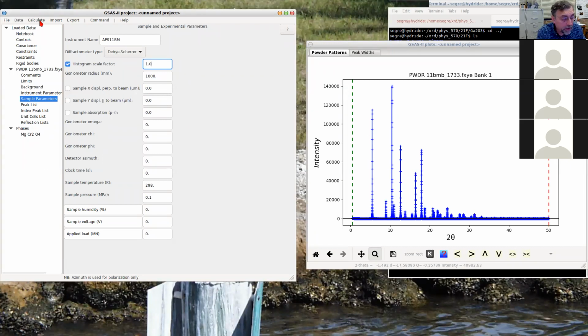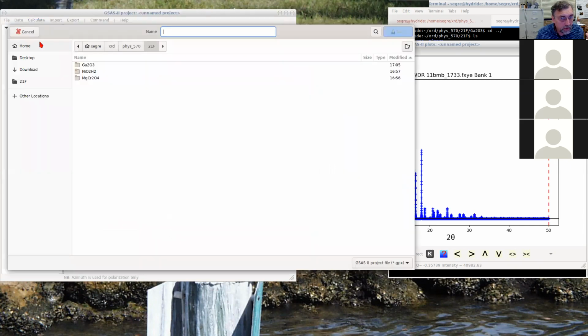Whenever you do a refinement, you always have to release parameters one at a time and be a little bit careful about it. So up here in the calculate menu, you can refine. Remember, we're refining now the background, 6 parameters, and the histogram scale factor, and nothing else. And let's see what it does. So I'm going to put this in this directory and call this 11BM-B-1733, and that's a .gpx file.